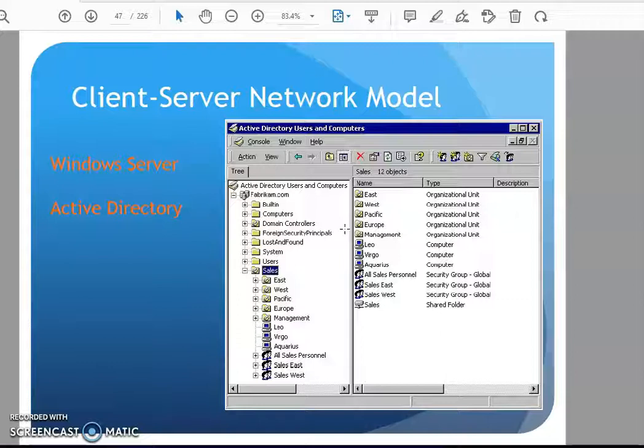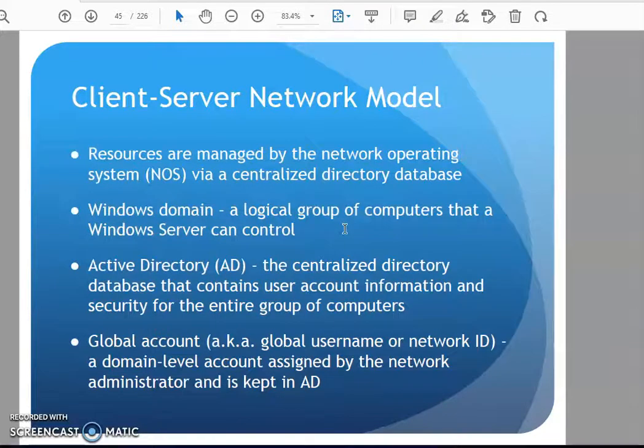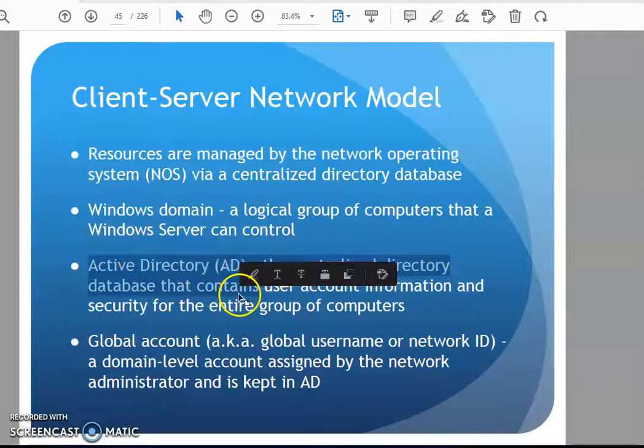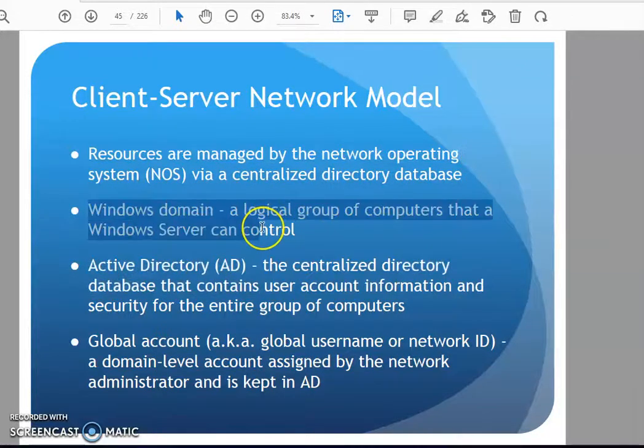So now we have almost like a traffic cop in there saying, yes, you can, no, you can't. Yes, you can log in, no, you can't log in. Yes, you can access this folder, no, you cannot access this folder. And that is all controlled typically in your Active Directory. And that whole area is called a Windows domain. All those things that are being managed or monitored.